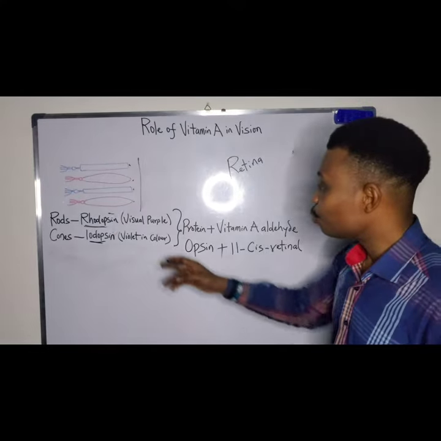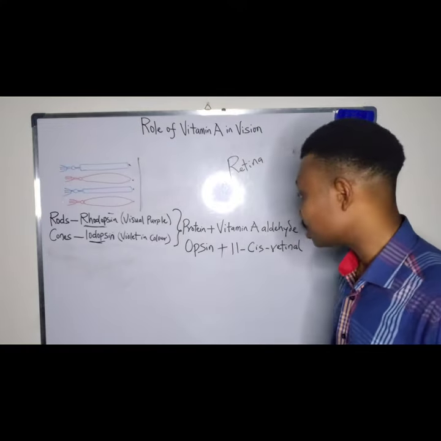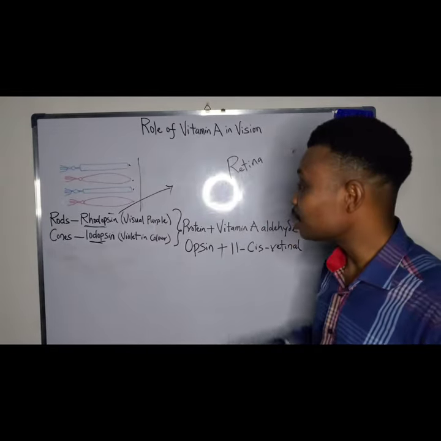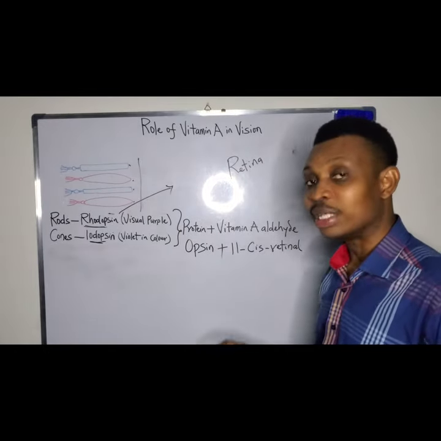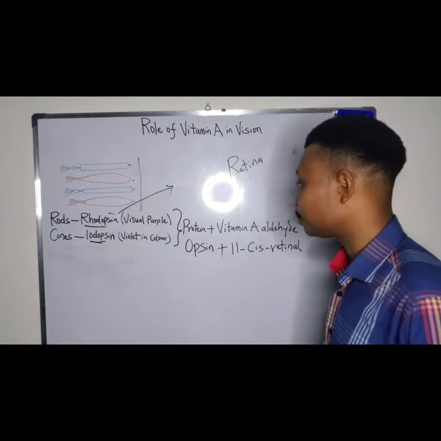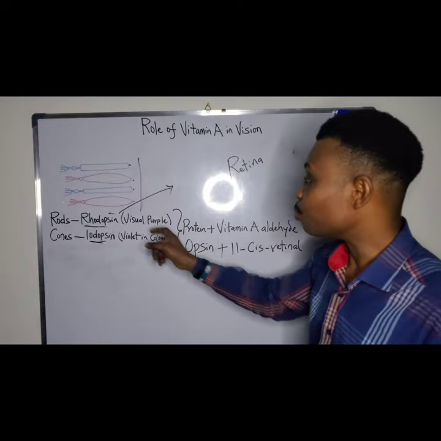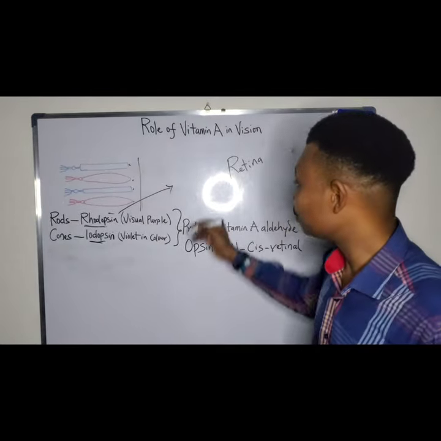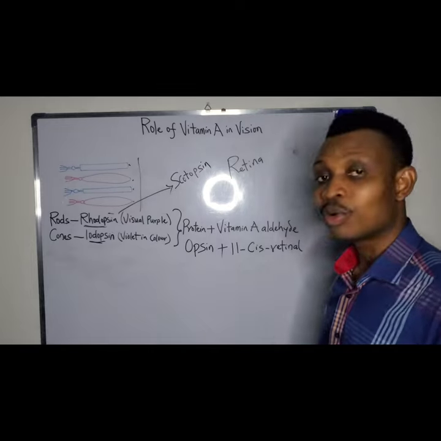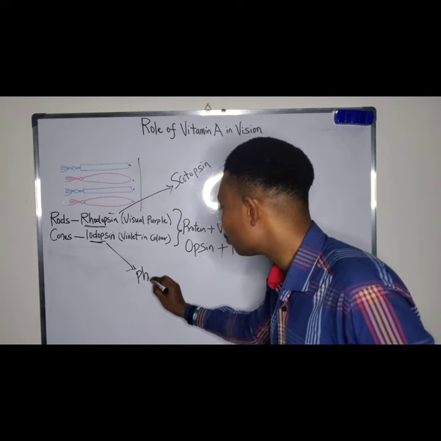For both rhodopsin and iodopsin, they have a protein called opsin and then the vitamin A aldehyde called 11-cis-retinal. But the difference lies in the type of opsin, or the type of protein. The type of protein present in rhodopsin is called scotopsin, while the type of protein present in iodopsin is called photopsin.